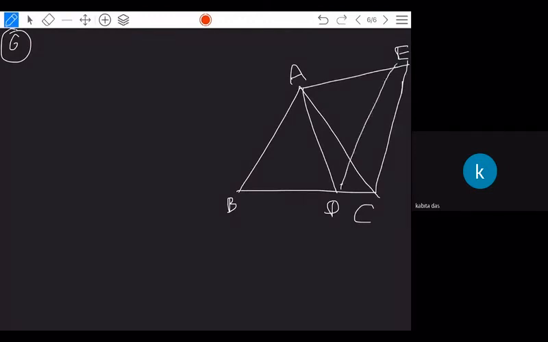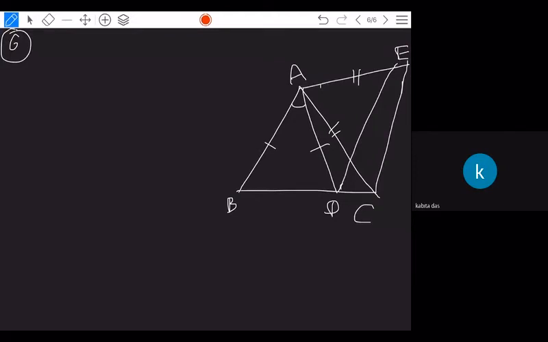Now here, this is the figure given to you. In this, what are the things given to you? AB side is equal to AD side, given, and AC side is equal to AE side, given, and angle BAD is equal to angle CAE, given.